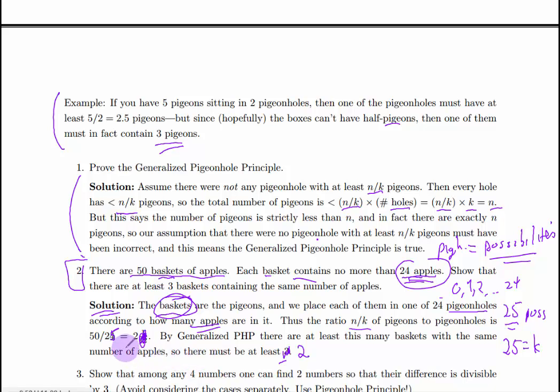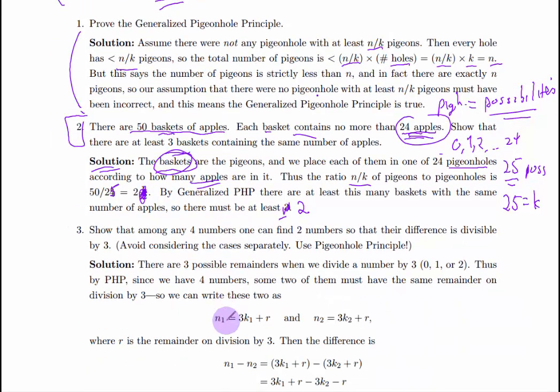because you could have 0 apples in 2 baskets, then 1 apple in 2 baskets, 2 apples in 2 baskets, 3 apples in 2 baskets, and so on. So, in other words, we'd have 25. We'd have each of the numbers 0 to 24 in each of 2 baskets. Okay, so there's a slight mistake here. Be careful about the counting. Seems like he made a little bit of mistake here.